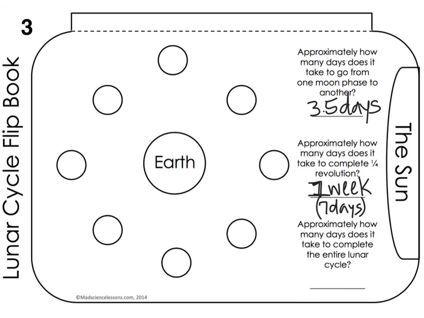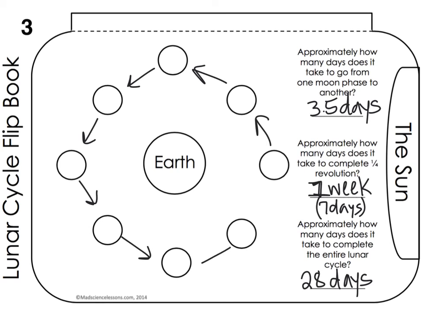Approximately how many days does it take to complete the entire lunar cycle? 28 days. And that's where they get the word month. Moon and month, because it's about the same time. And then we're just going to draw an arrow. It's moving this way around Earth. And it's every 3.5 days. And we can keep writing that around.